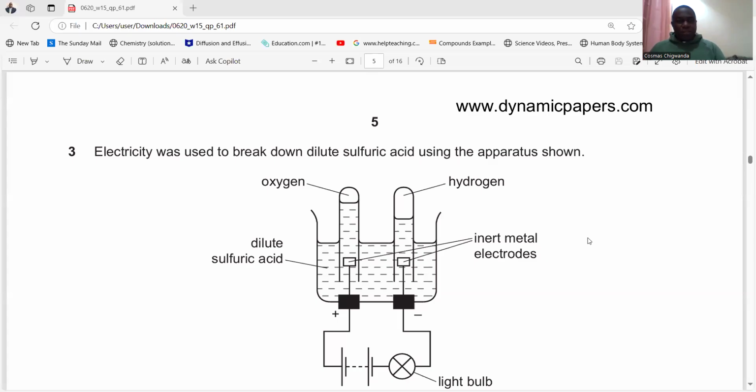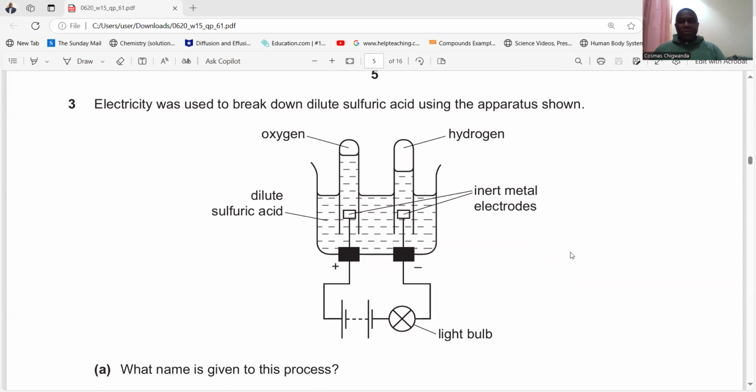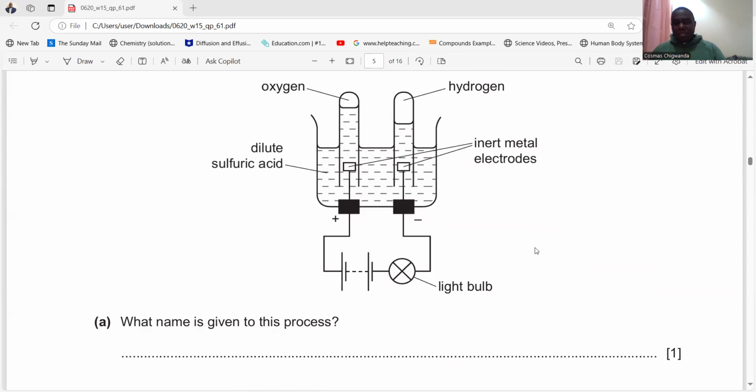Good day, students. This is a paper 6 question that we're going to look at. I suppose when you have a look at these apparatus, maybe some processes start to cross your mind. Electricity was used to break down sulfuric acid using the apparatus shown in the diagram. So we have sulfuric acid and we are breaking it down into its components.